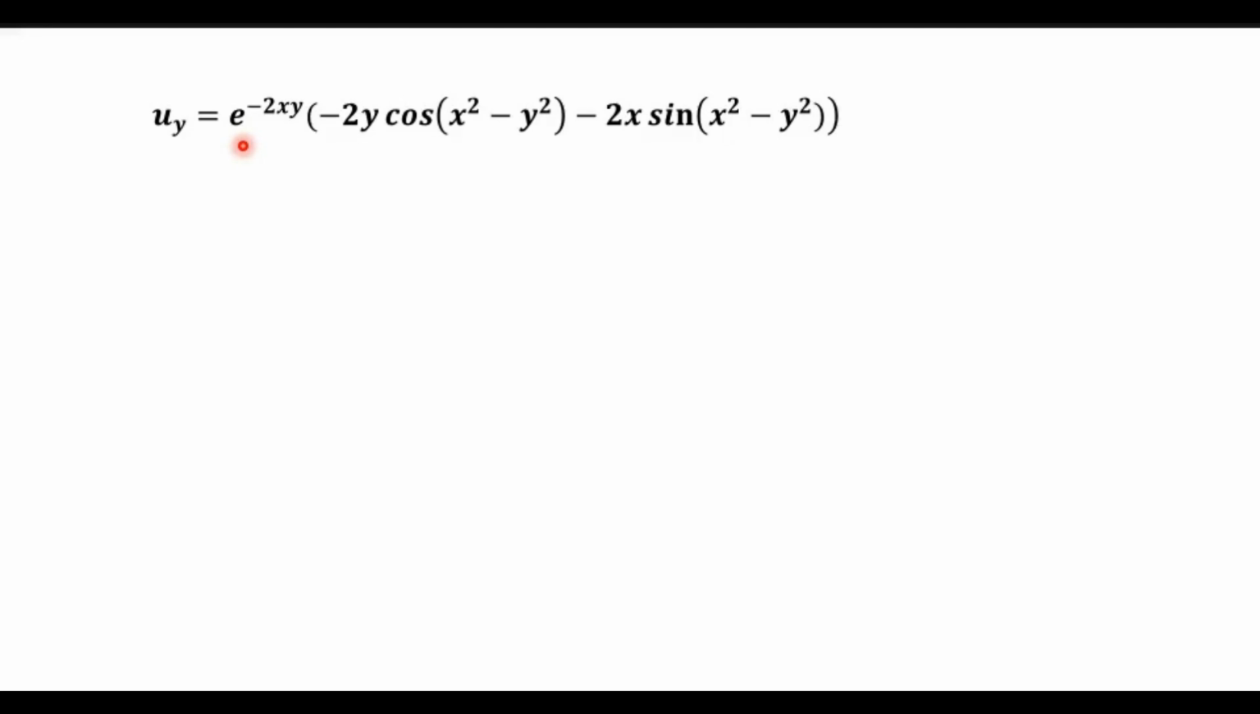I've kept the minus sign inside the bracket only. Again use u into v. Take the bracket term as one term, e raised to as the other term, u into v. The whole bracket term has to be taken as one term, okay? Apart from e raised to minus 2xy, all the other terms we take as v. Again u into v.